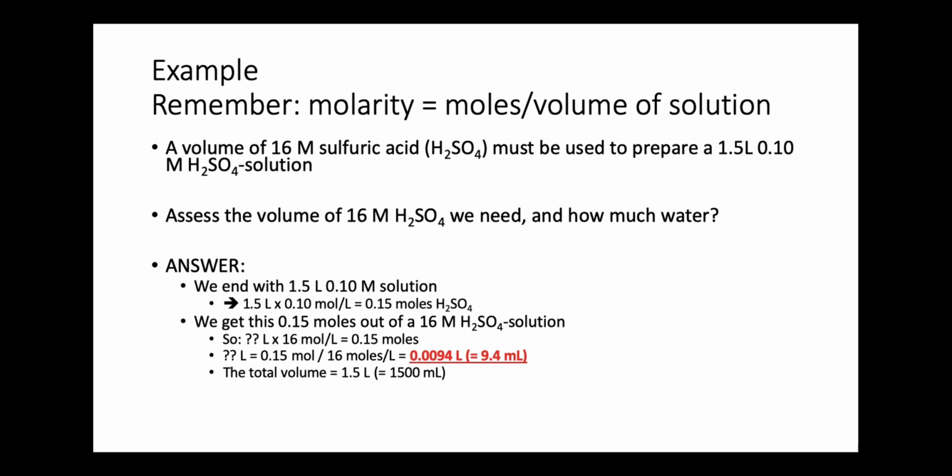Overall, I have 1.5 liter, that's my total volume. So I know how much water I have to add. 1.5 liters is 1,500 milliliters. And I know I need 9.4 milliliters of concentrated sulfuric acid. So what's remaining is 1,493.6 milliliter water I have to add. And then I have my 1.5 liter 0.1 M H2SO4 solution.